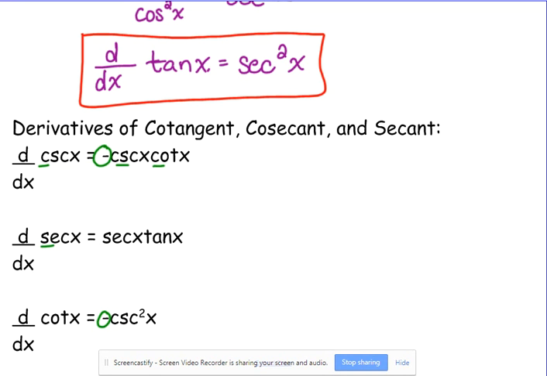Okay, and secant, secant, tangent. Okay, and cotangent is the opposite of tangent. So if tangent is secant squared, then cotangent is negative cosecant squared. Okay, so those are just, you need to add them to your flashcards and memorize those derivatives.